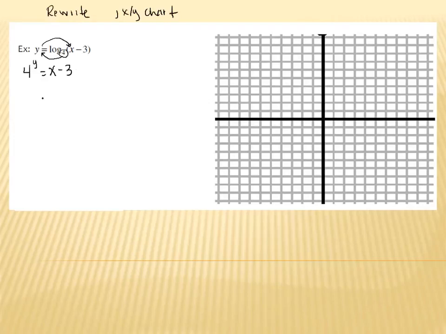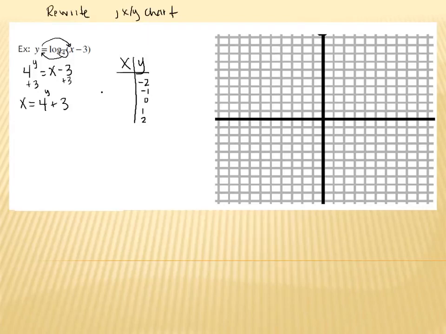Now I'm going to go ahead and make an XY chart, but before I can make my XY chart, I need to get x alone. So we're going to plus 3, plus 3. So we're going to say x is equal to 4 to the y plus 3. Since my variable up in that exponent spot is y, I'm going to put my numbers here. And now let's plug it in.